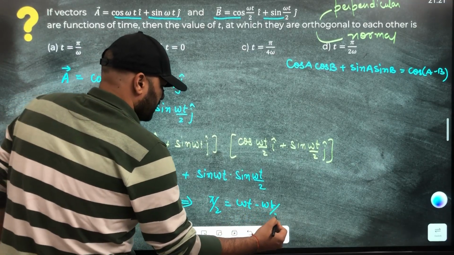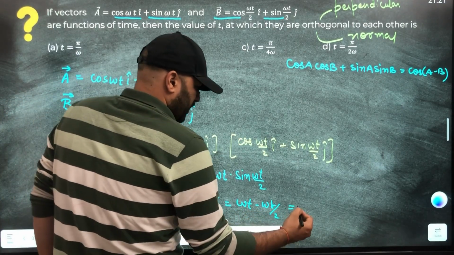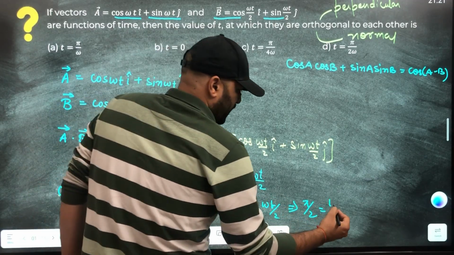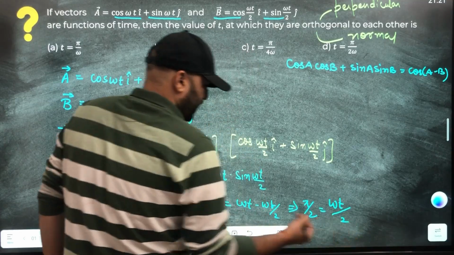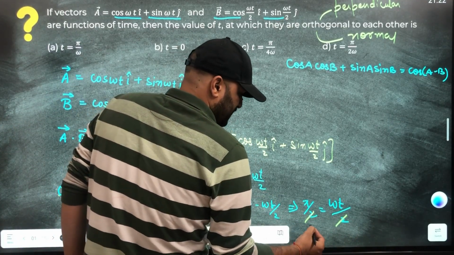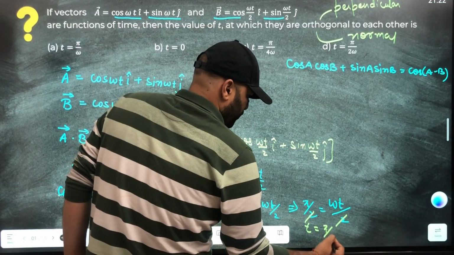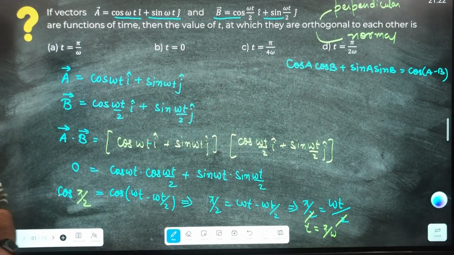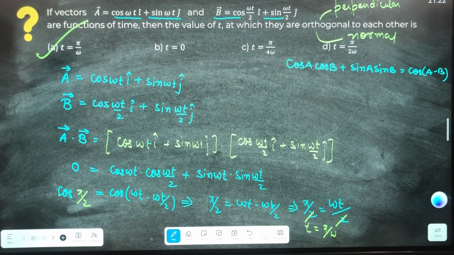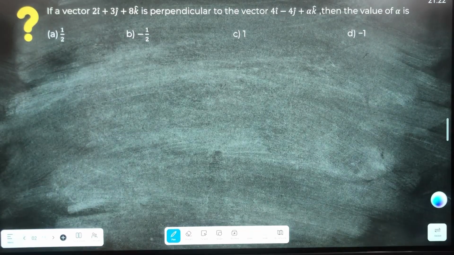Correct? And this will give us π/2 equals how much? ωt/2, correct? Sir, how did you get ωt/2? Cross multiply. Now 2 cancels with 2 and you are left with t equals π/ω. So our correct answer is t equals π/ω, option A. Clear? Let's see the next question.